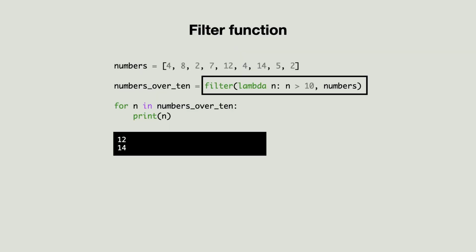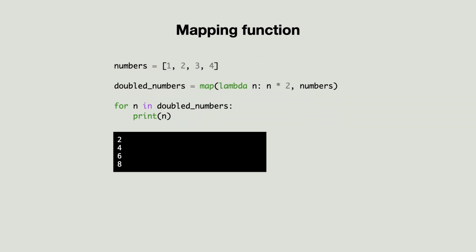Lambdas can be used as first argument in the filter function. Here, a lambda takes a number and returns true if the number is greater than 10. And in this example, a lambda is used by the map function to double numbers.